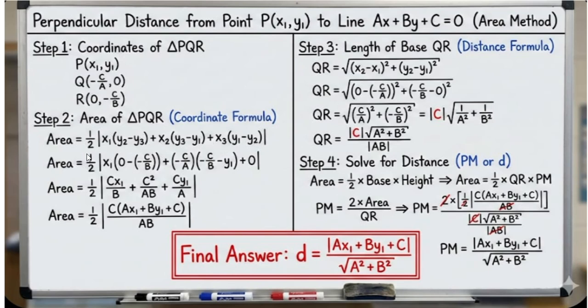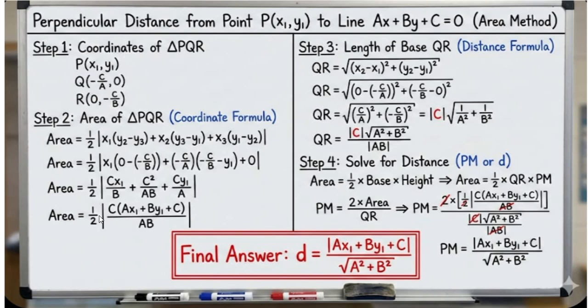Here this is x1, y1. If I call the other points x2, y2 and x3, y3, then by putting these in the formula, you get the area is equal to 1 half into ax1 plus by1 plus c, divided by ab.